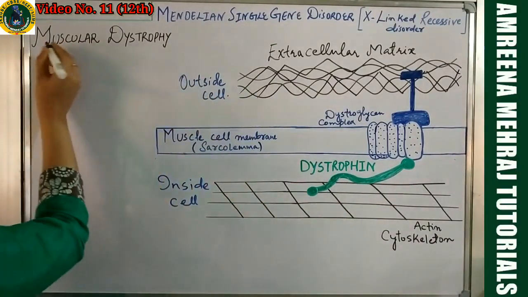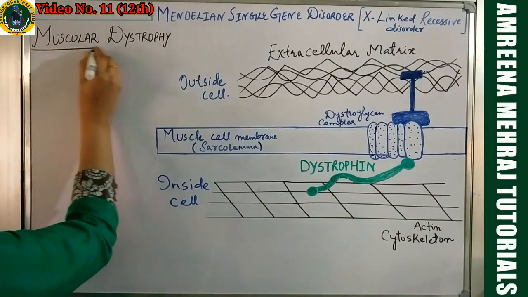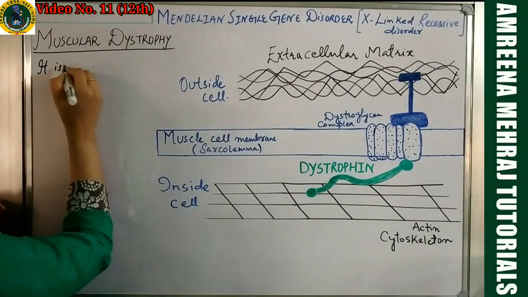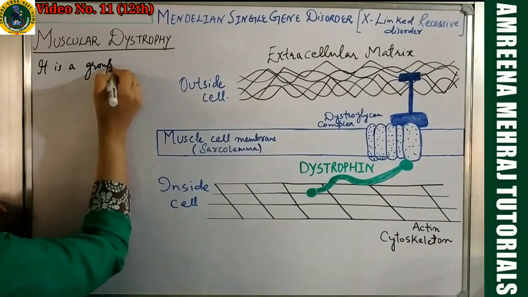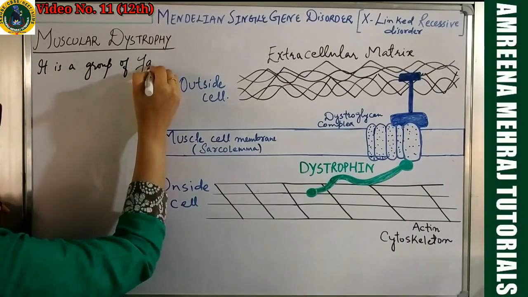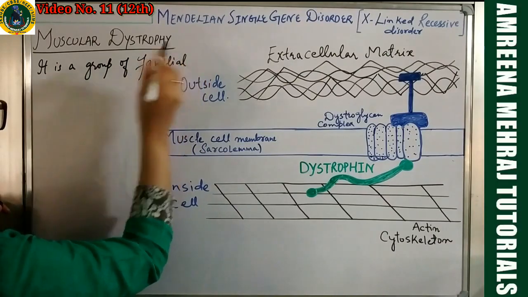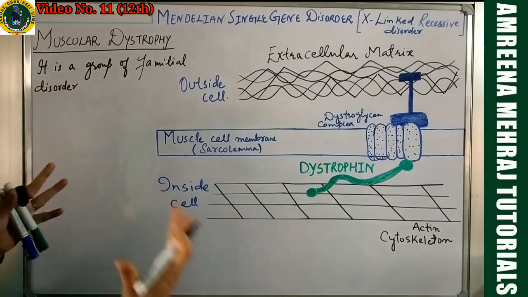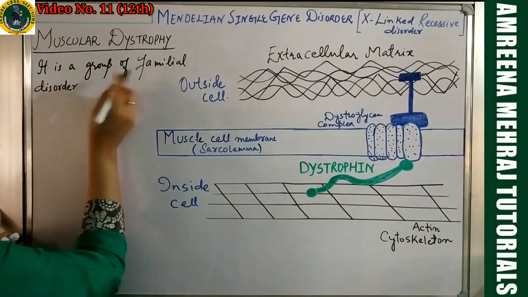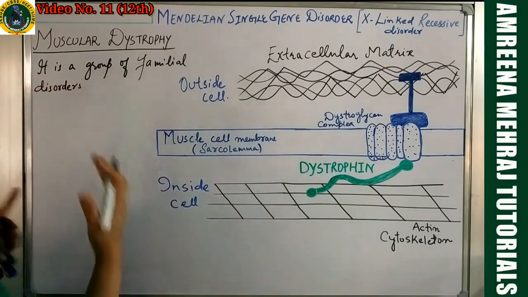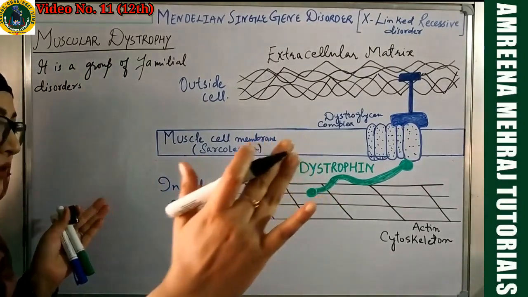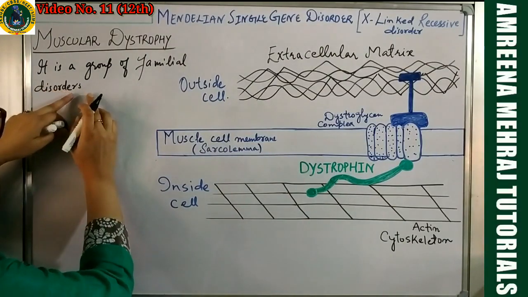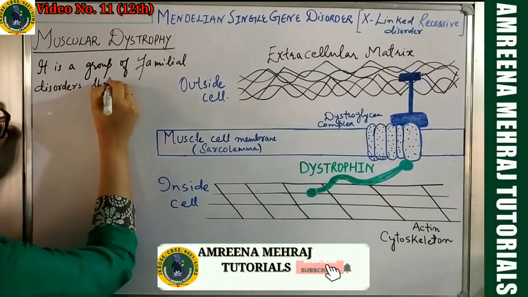Before starting explaining, I would like to make you understand about muscular dystrophy. It's a group of familial disorders. So muscular dystrophy is not just one disorder, it's a group of familial disorders in which there is basically a progressive degeneration of the skeletal muscle fibers.